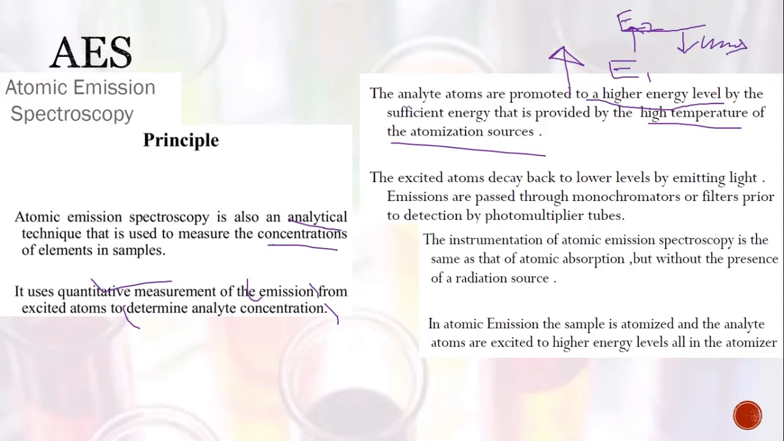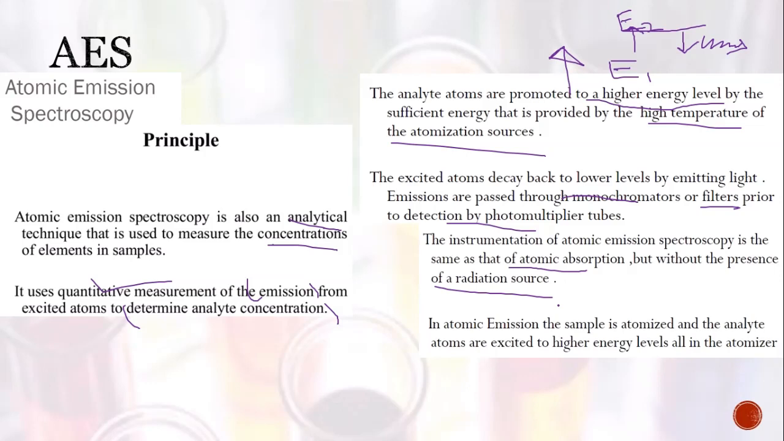That emitted light is the one that will be passed through a monochromator or filter, and then it is detected by a photomultiplier tube. The instrumentation of atomic emission spectroscopy is the same as that of atomic absorption, but without the presence of a radiation source. So remember, in this case, we don't have a radiation source.